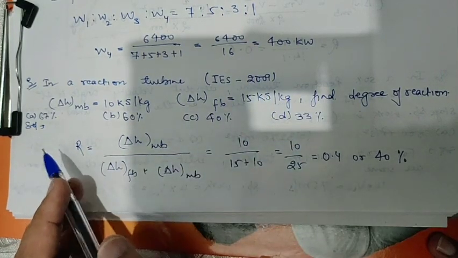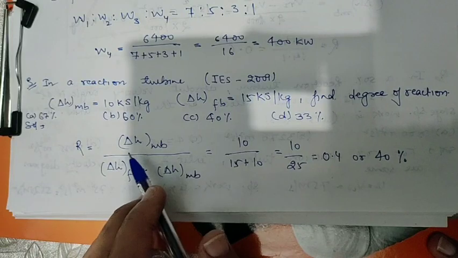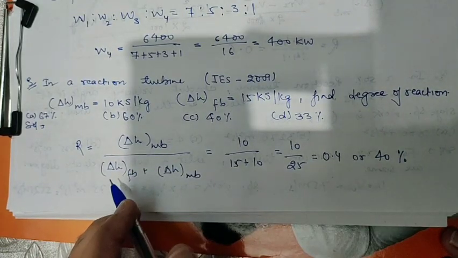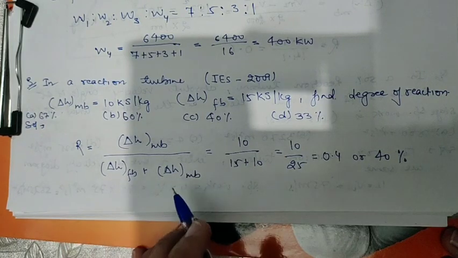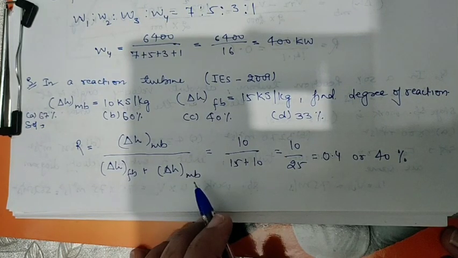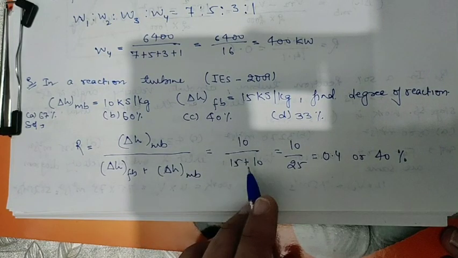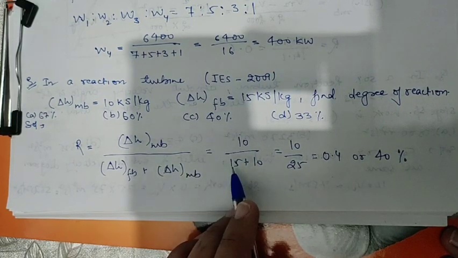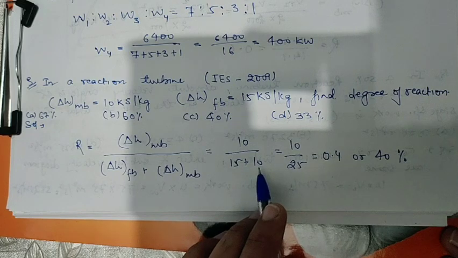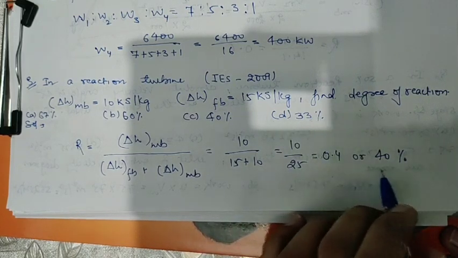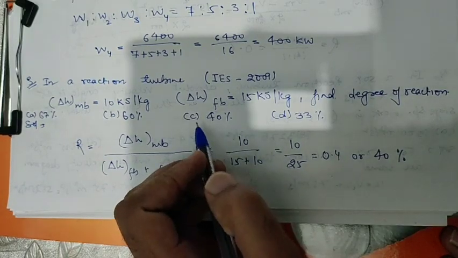So we already know that the degree of reaction is equals to the ratio of enthalpy drop in moving blade divided by the summation of enthalpy drop in fixed blade plus enthalpy drop in moving blade. So moving blade enthalpy is given as 10 and summation is 25, fixed blade is 15 and moving blade is 10. So therefore the degree of reaction is 0.4 or 40%. So this C option is correct.